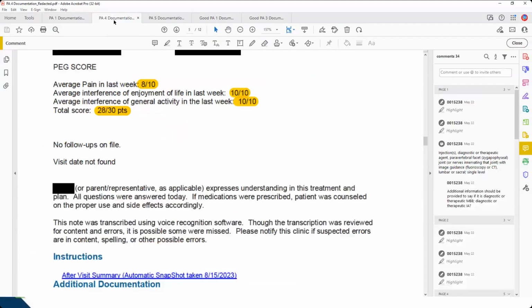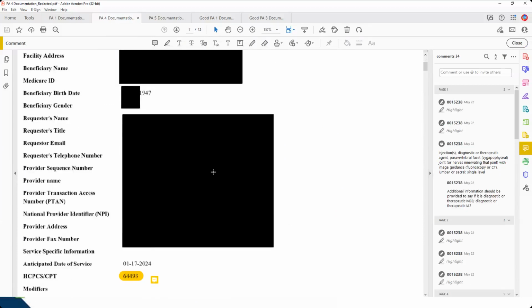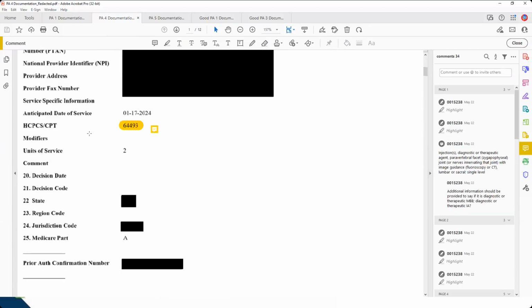All right. So as we move on, and let me slide this up to the top, I'm going to show you the next example. So in this example, this is a request for facet interventions. And then we go down here and we get the information on the CPT code. And this is an injection, lumbar or sacral level. And they're requesting 2 units on this one. And their anticipated date of service is 1/17/2024.